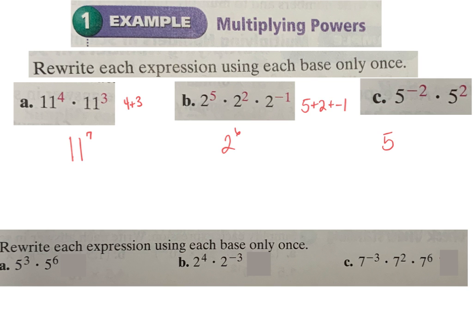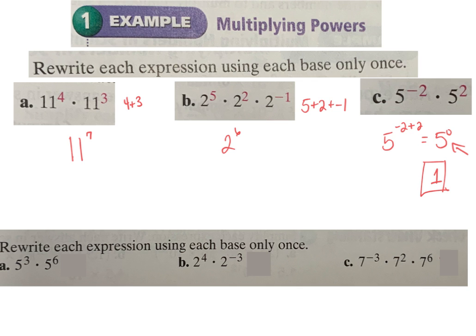And then 5, negative 2, plus 2 is 5 to the 0. We have already learned what this is. So you don't want to leave anything to the 0 power. You want to simplify that, and your answer here would just be 1. All right? Add your exponents. So try check understanding number 1 there.